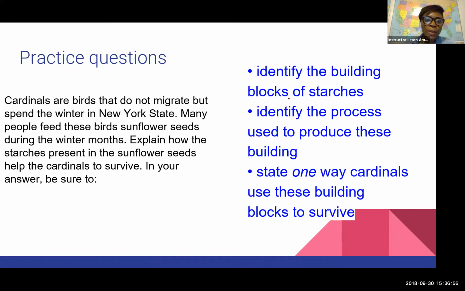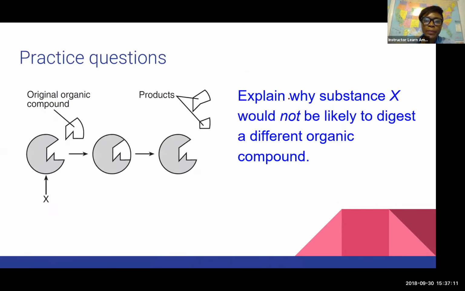And in the story about the cardinal bird, it would be using energy. State one way the cardinal used these building blocks to survive. Use starch for energy, for movement and life activities.